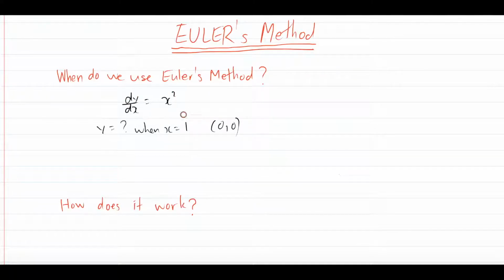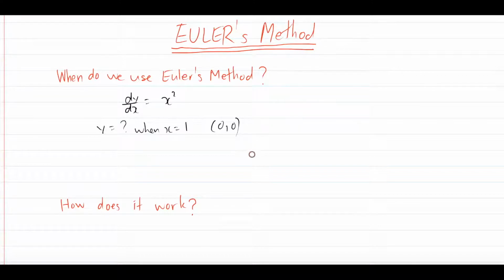If you were to do this normally, you would integrate. So dy/dx equals x squared, you would integrate to solve for y in terms of x, and you get that plus c. That's when you use your (0, 0) to solve for it, and then sub in x equals 1 to get your y value. But Euler's method skips all that. It actually gives an estimate of the y value without doing any integration at all.